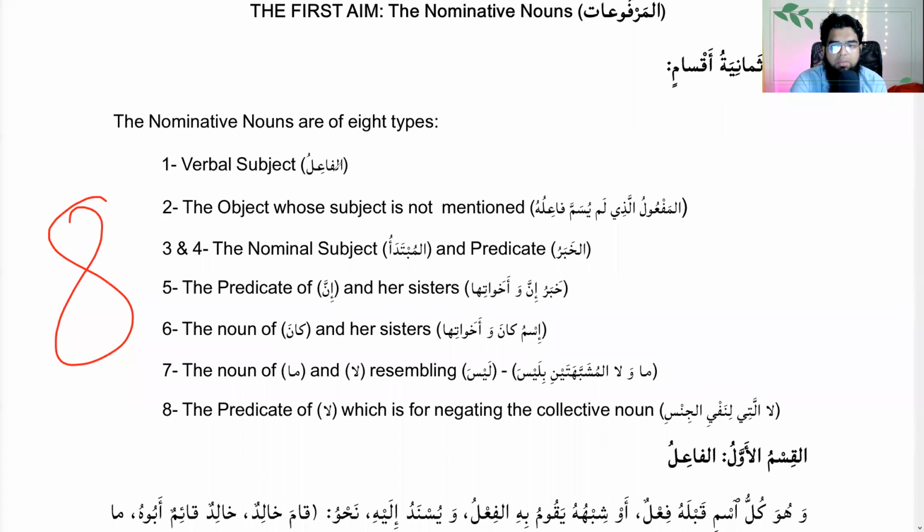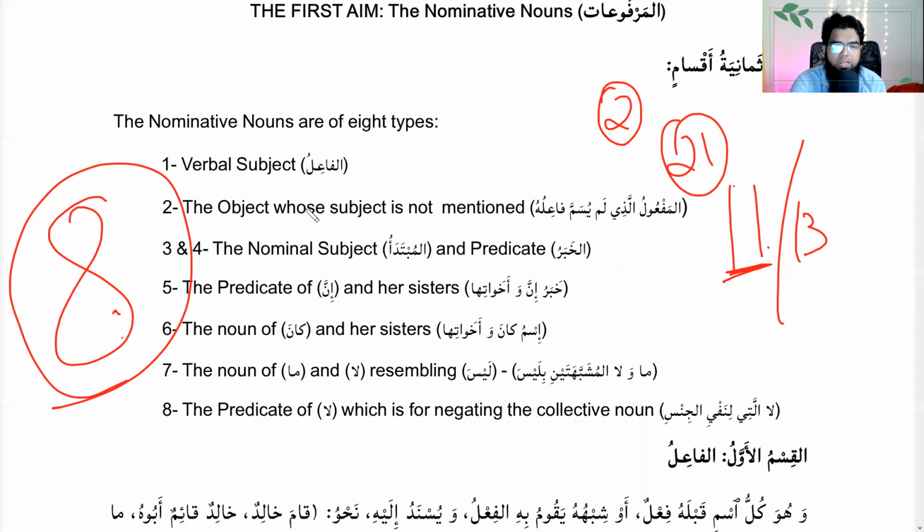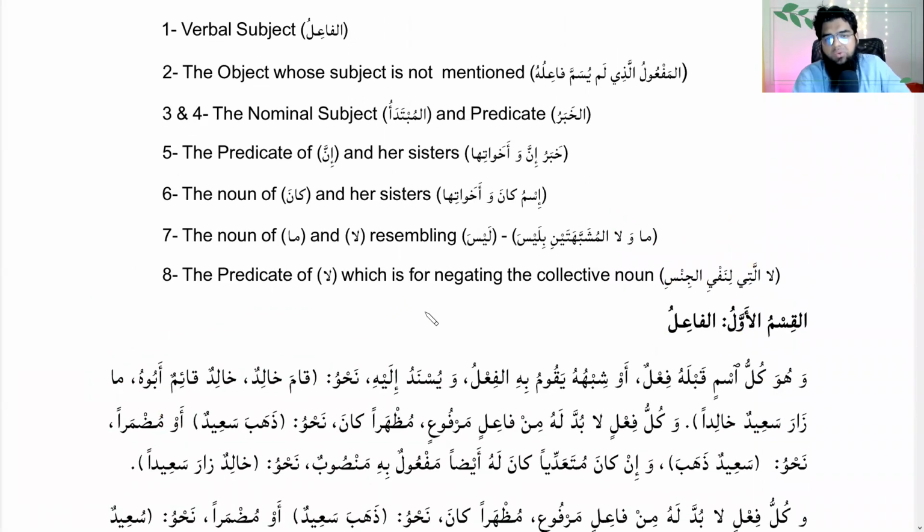Only eight. Mansubat are bigger. There are 11 or 13 types of mansub, some people say 11. So 11 plus 8 is 19, and two majurats, mudaf ilayhi and jar majur. So 21 places of the language: 8 marfuat, 11 or 13 mansubat, and 2 majurat.